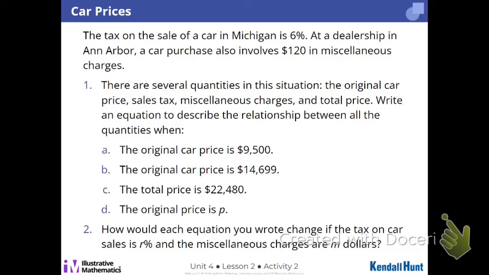So, let's take a look at this original car price of $9,500. If I need 6% tax, what am I going to do to that? Multiply by 1.06. Yeah, I like to multiply by 1.06. You could also do 9,500 plus 6% of 9,500. They're the same thing. And then I also need to tack on that miscellaneous charge. What operation is that? Plus 120. Sorry, I was saying how it should be higher.